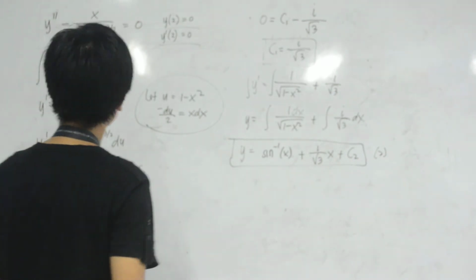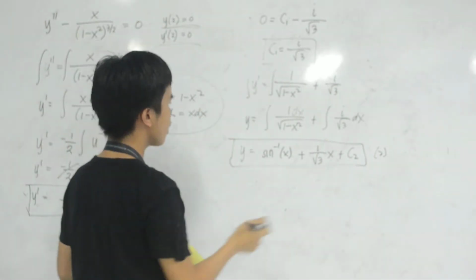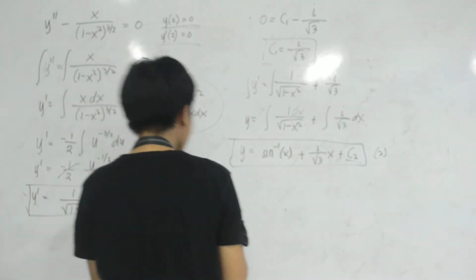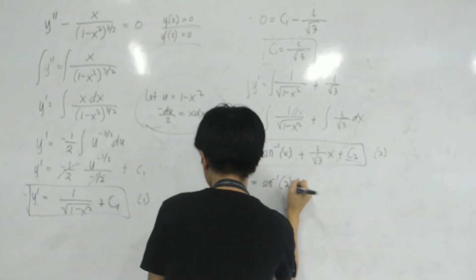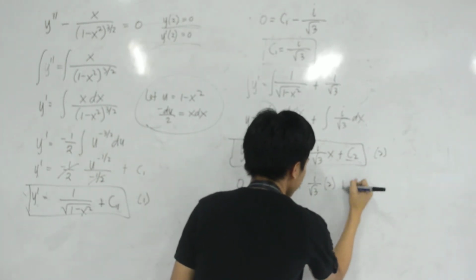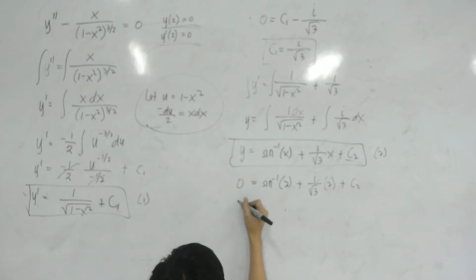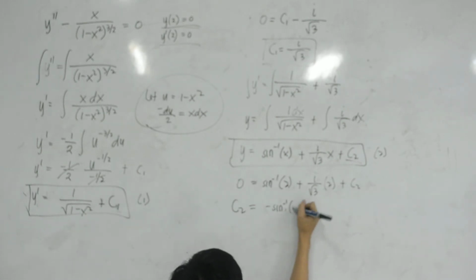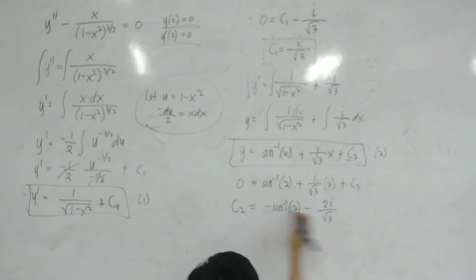But again, since it is given the condition that y of 2 is equal to 0, then we can solve for the value of our c2 here. So again, by doing substitution, we have 0 is equal to sine inverse of 2 plus i over square root of 3 times 2 plus c2. So by transposition, we now have the value of c2, which is equal to negative sine inverse of 2 minus 2i over square root of 3.